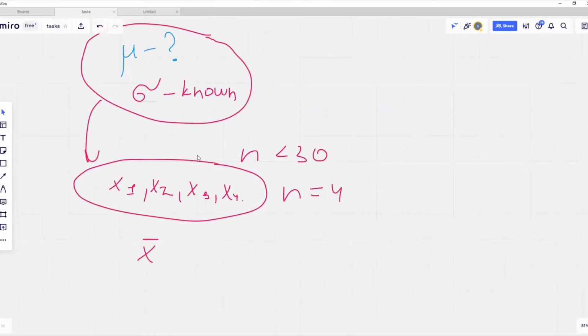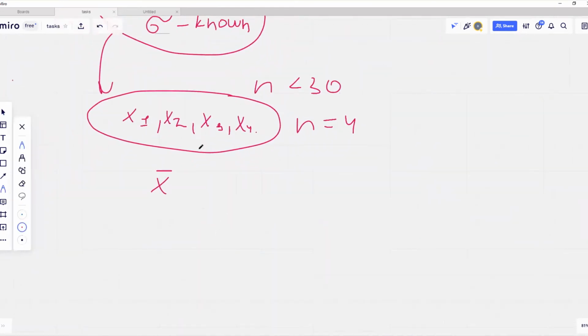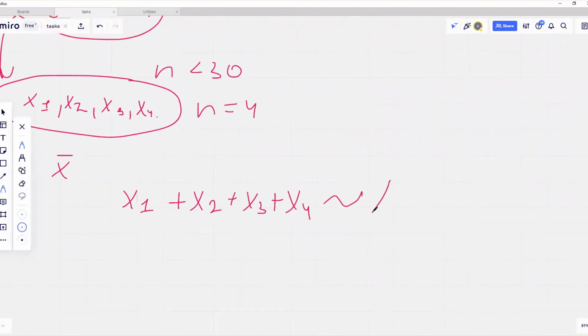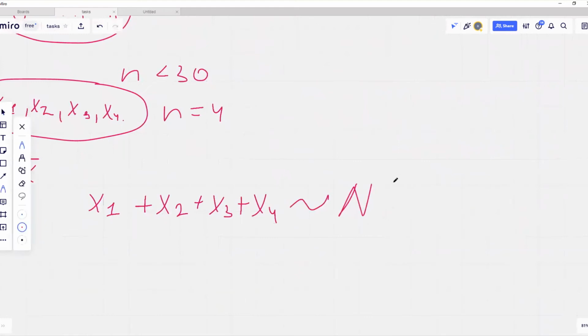However, if sigma is known, then we know that the sum of random variables x1 plus x2 plus x3 plus x4 will also follow a normal distribution, where the mean is equal to the sum of means. So the mean of X bar is equal to mu: the mean of x1 is equal to mu, the mean of x2 is also equal to mu, and the mean of x3 is also equal to mu, and so on. So we have mu plus mu plus mu plus mu.